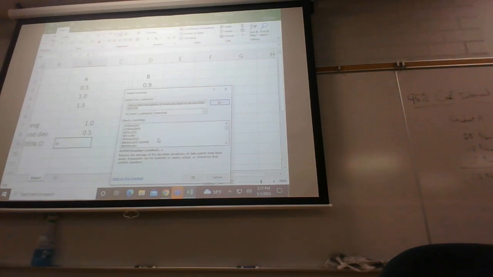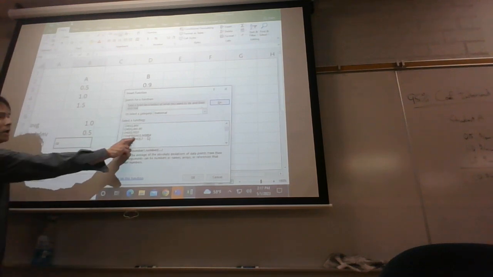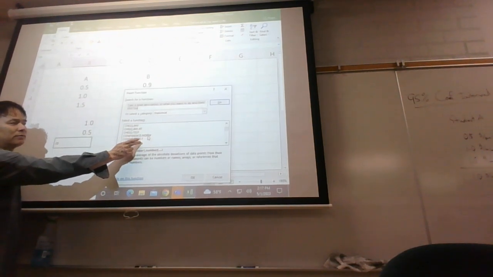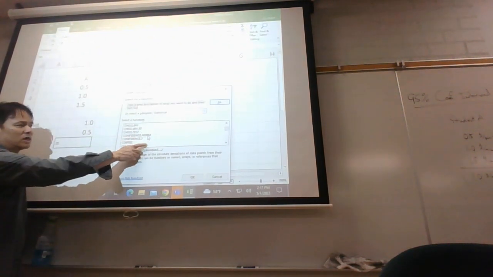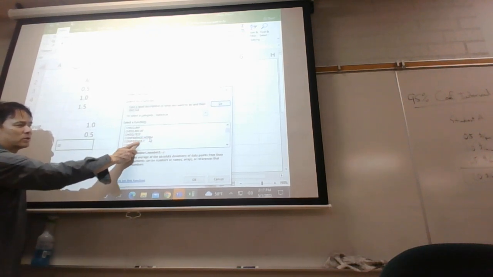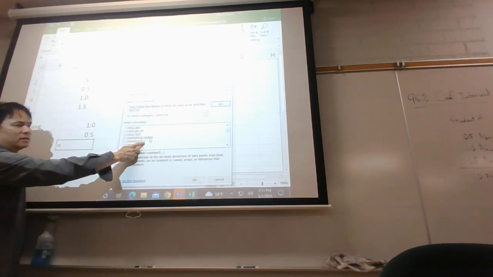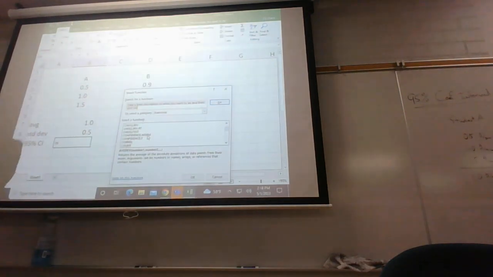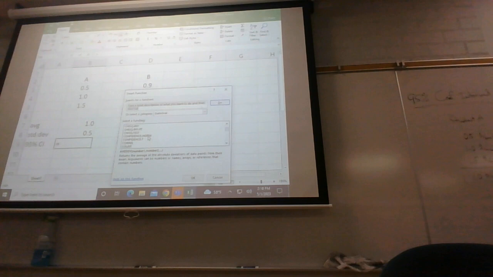I'm going to go to confidence. Okay, I have 2 choices here. I have confidence.norm and confidence.t. You know the difference? The difference is the distribution, the shape of the distribution. So this is a confidence assuming a normal distribution. This is a confidence assuming a t distribution. This t distribution is called the student t. And in science, we use the student t distribution.